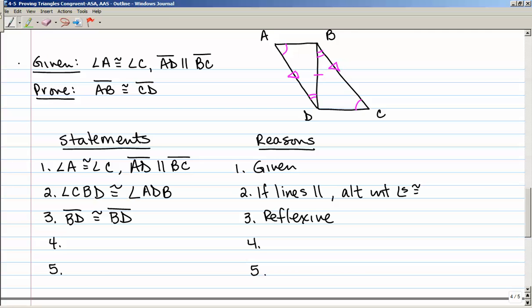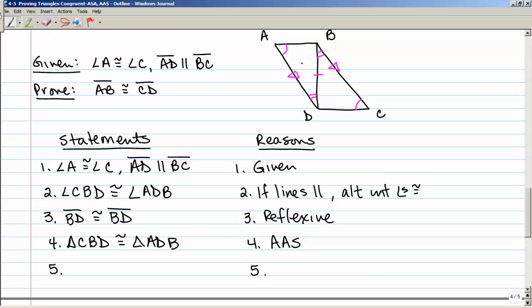So now I have two angles and a non-included side of the triangle on the left are congruent to two angles and the non-included side of the triangle on the right. So I can now say that triangle CBD, that's the one on the right, is congruent to triangle ADB, and actually the order doesn't matter. I could have said ADB is congruent to CBD, and that's by angle, angle, side.